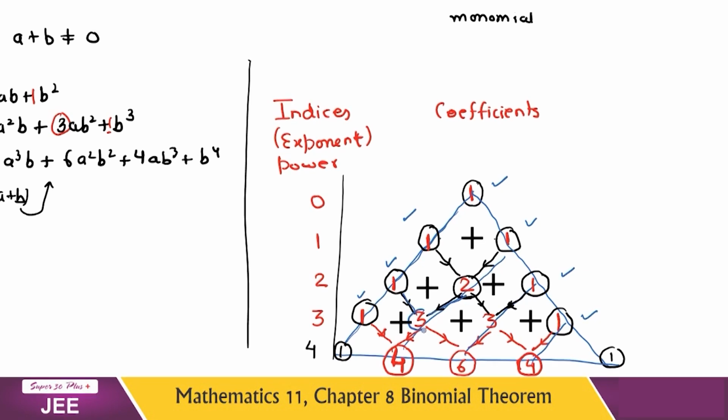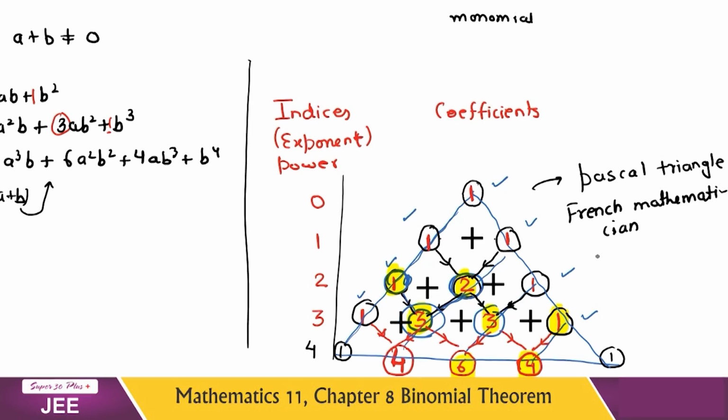So this 3 is obtained by adding this 1 and this 2. Alright, let me highlight. This 3 is obtained by adding this 1 and this 2. This 4 is obtained by adding this 3 and this 1. This 6 is obtained by adding this 3 and this 3. Alright, so this is a triangle which is a very famous triangle. This is known as Pascal's triangle. It has been named after the French mathematician Blaise Pascal.